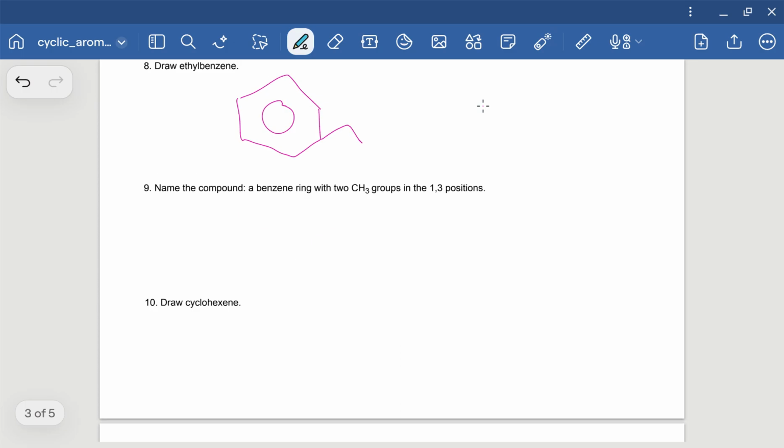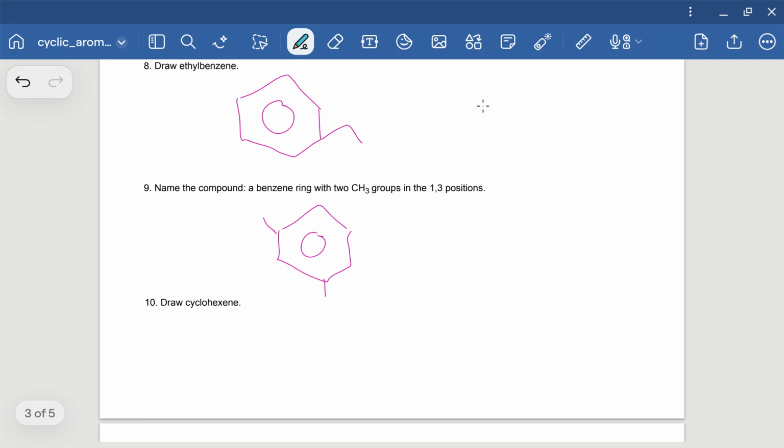Number 9, draw the carbon compound, a benzene ring with 2 methyl groups in the position 1 and 3. So benzene ring, we will draw that out and put that in the middle. If it's positions 1 and 3, again, you can start wherever you want. Now, as soon as you place 1, that is carbon 1. If I go counterclockwise, then my number 3 would be the third one over.